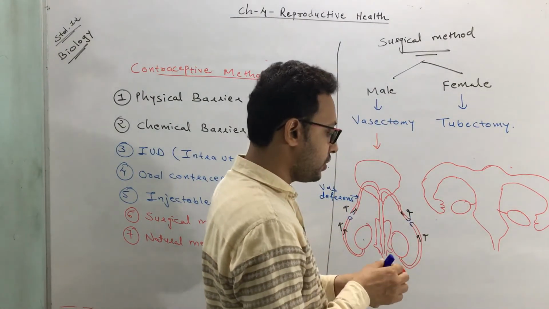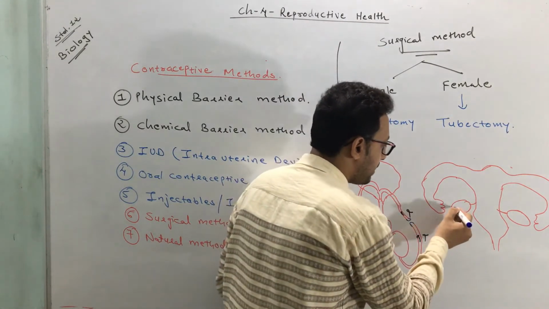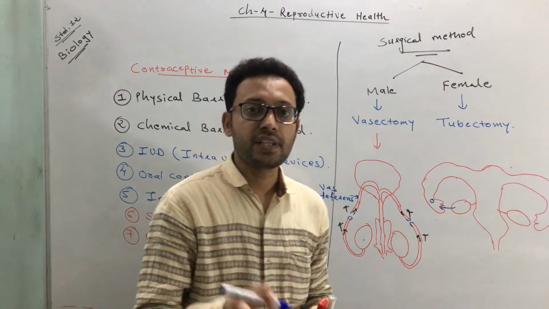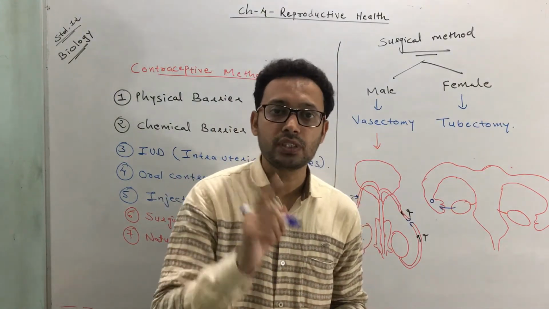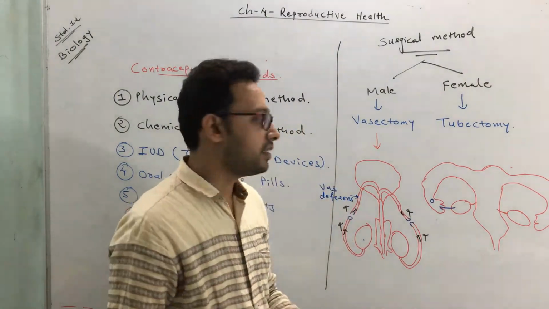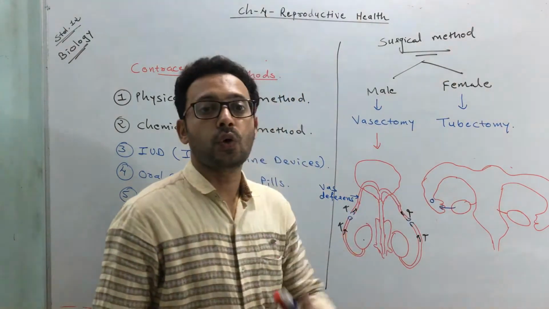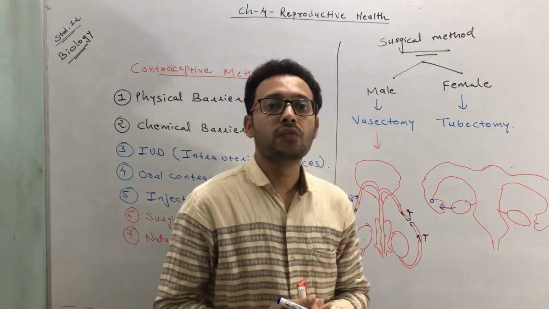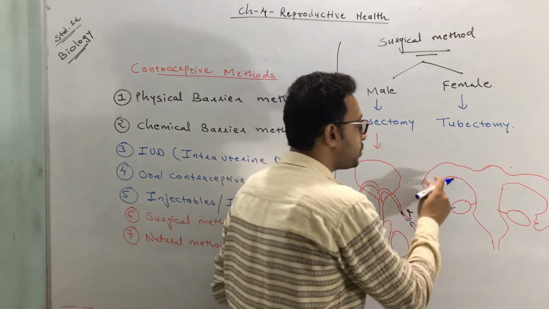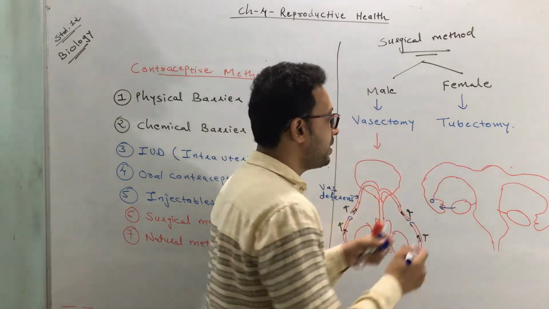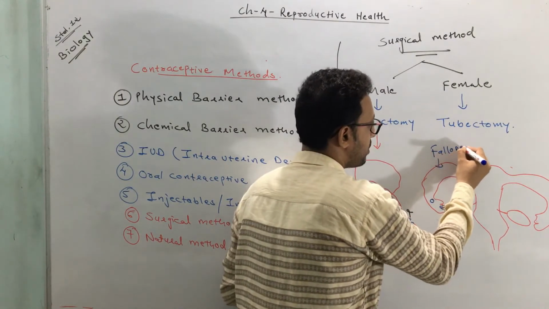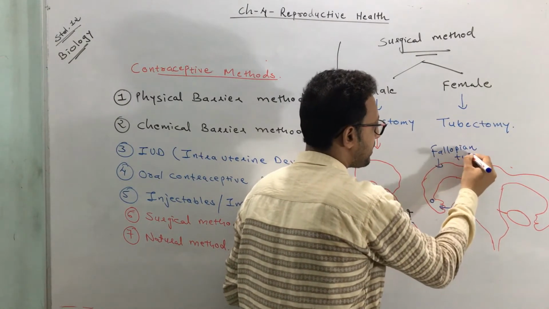Now what happens? You know that every 14th day of the menstrual cycle, one ovum gets released. The process of release of this ovum is called ovulation. This ovum is usually transported through a fallopian tube. This is a fallopian tube, through which the ovum which is released is transported.